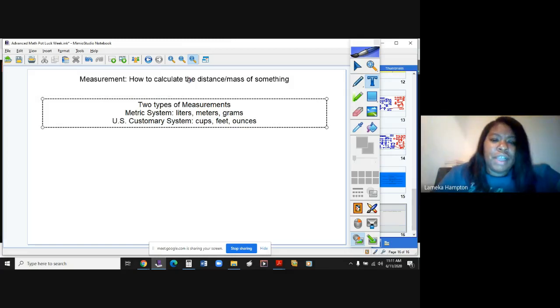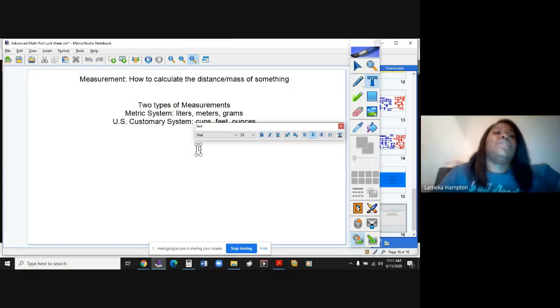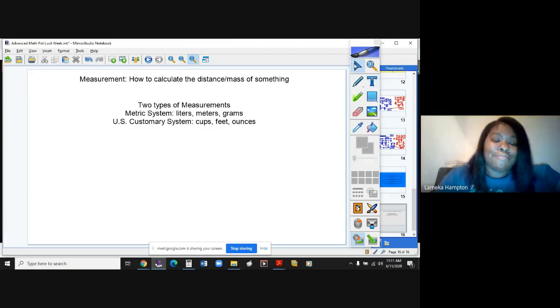Now, as I always tell my students, if you know how to multiply and divide, measurements are not going to be a problem. And I always say that simply because that's really what you're doing. When you're dealing with the metric system, you're multiplying and or dividing by powers of 10.